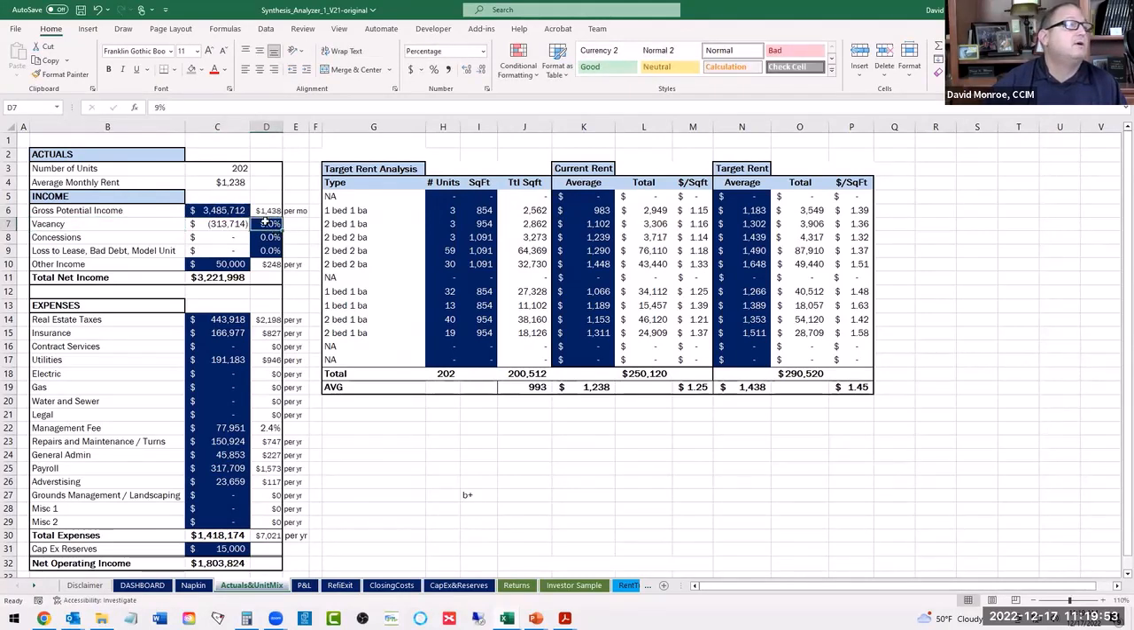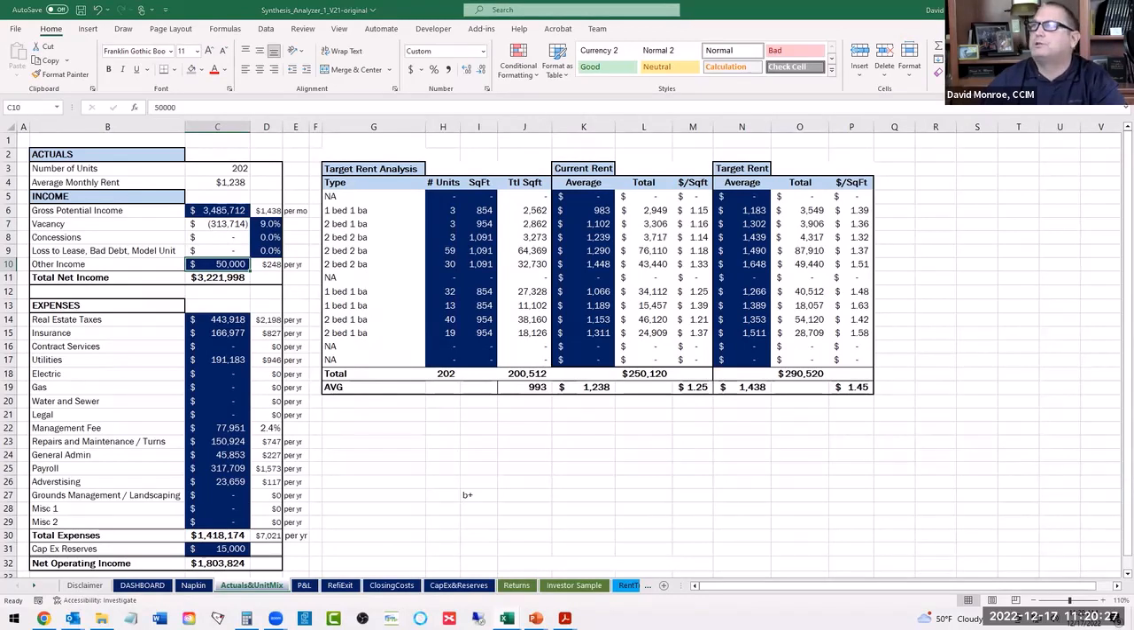Right? Vacancy and credit loss. You'd have to look at the market. That'd be part of our assumptions. I'm going to leave it at 9% because Allen, Texas is an up and coming area. It's where the Dallas Cowboys practice facility is located and now headquarters. So 9% between credit loss and physical vacancies is probably going to be okay. There's probably going to be some concessions, loss to lease, bad debt, but I'm including that here, so I'm not worried about it. And then, of course, other income we can come back to.